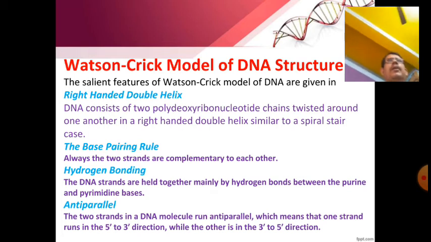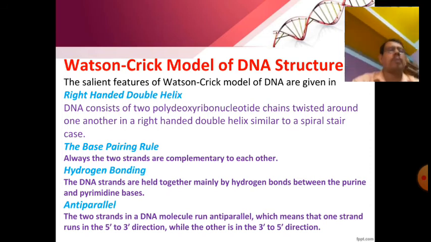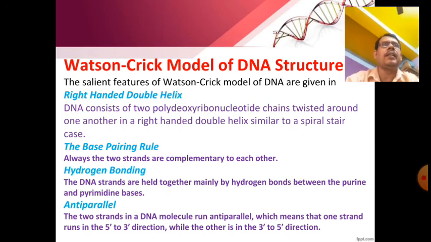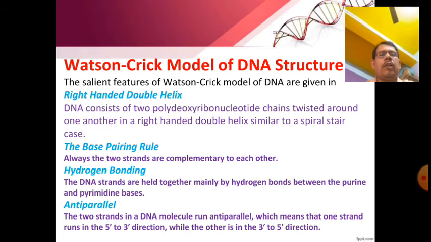That means 50% purine base and 50% pyrimidine base, adenine to thymine, or guanine to cytosine, and that is determined by the Chargaff rules.